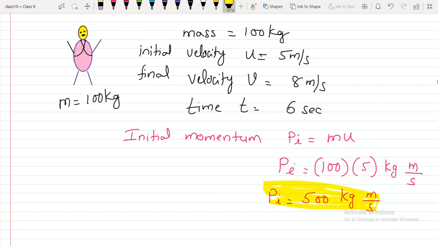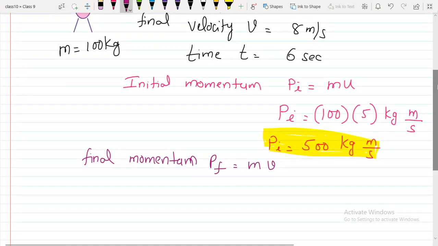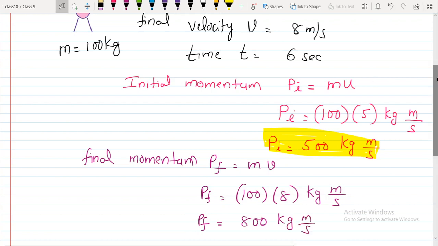Now in the second case we need to find the final momentum. Now calculate the final momentum. Final momentum p suffix f equal to mass times final velocity. Now substitute the values. We are having mass, so momentum final equal to mass is given 100 and final velocity 8, so units kg meter per second. So momentum final equal to, if you multiply, it becomes 800 kg meter per second.